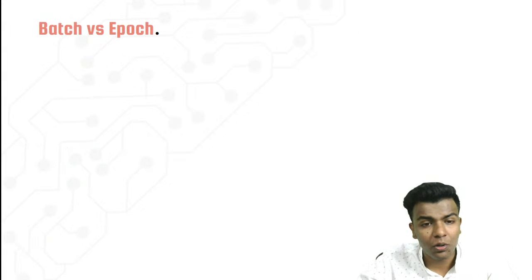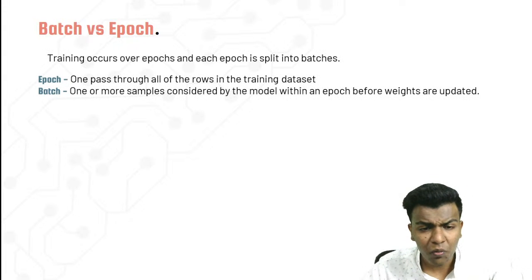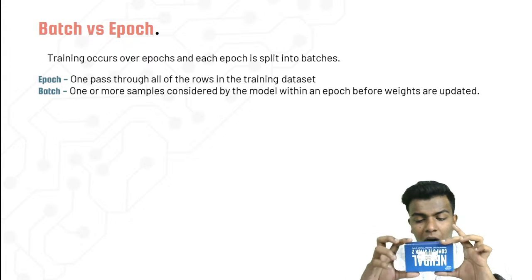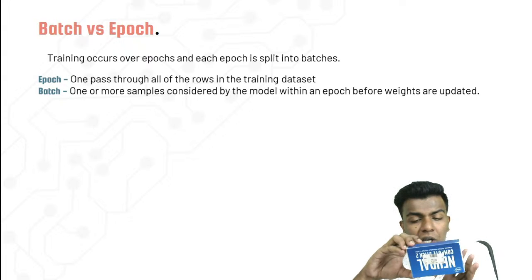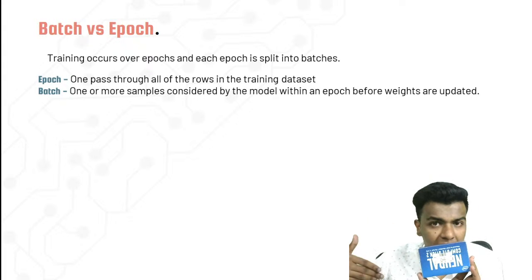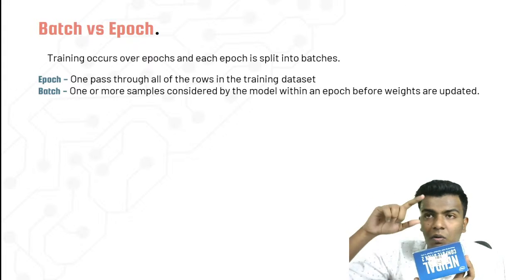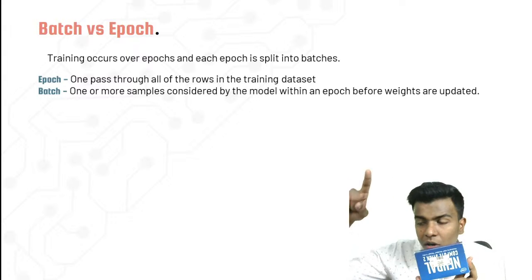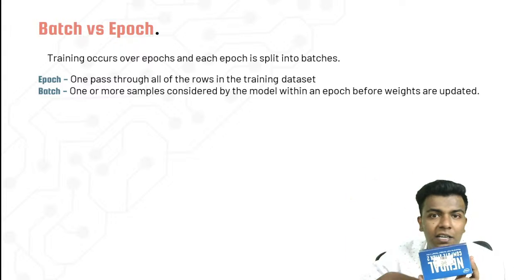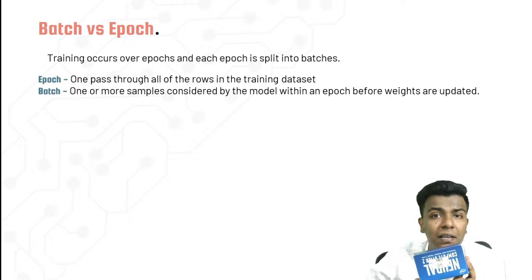Another thing you have to know is batch versus epoch. What is meant by batch versus epoch? Training occurs over epochs and each epoch is split into batches. For example, while processing, let us take images. If I have 100 images while training, it will process each and every image one by one, right? So one iteration looks at 100 images once, and then the second iteration for 100 images, and the third iteration again for 100 images. Processing of 100 images completely, that is one iteration.